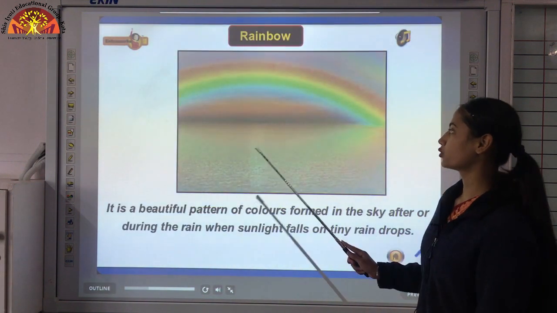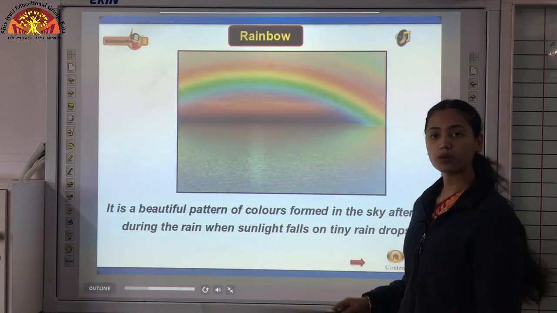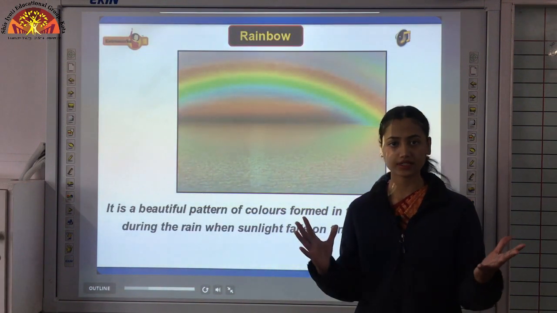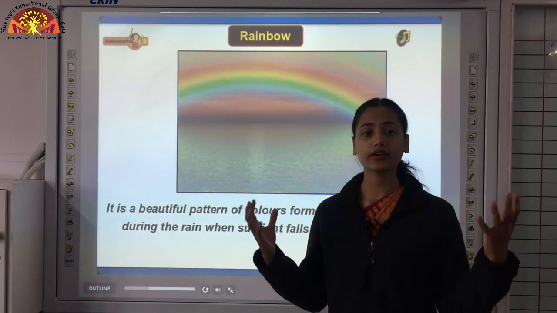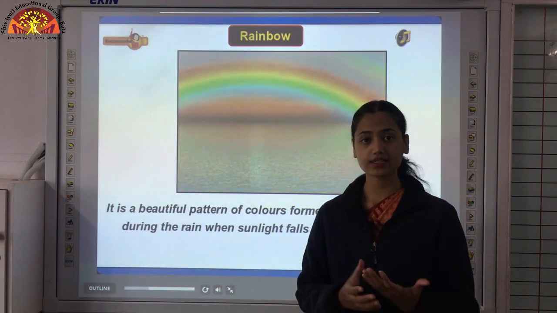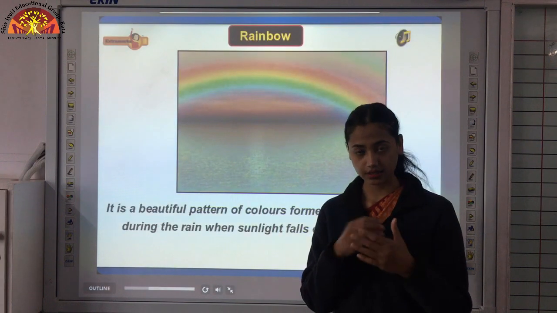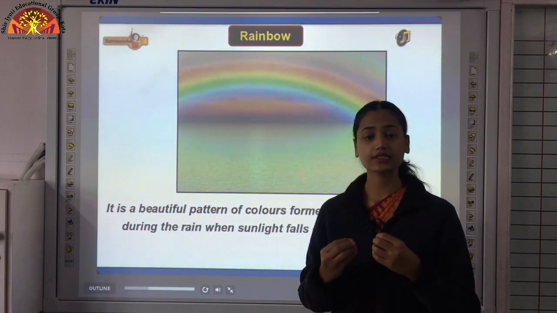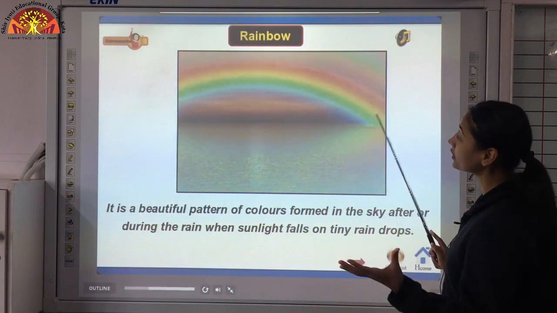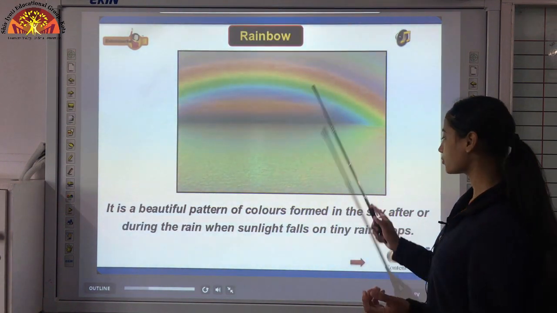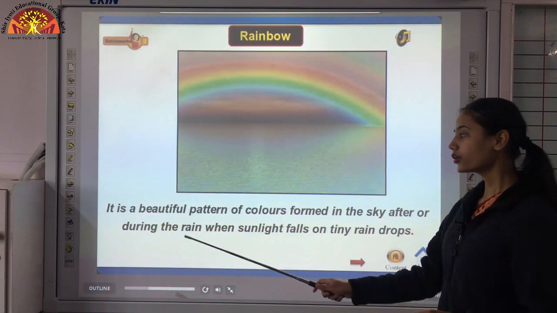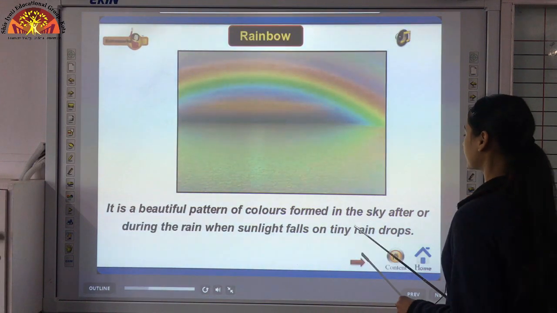So this is the rainbow, a natural phenomenon, and it is formed when? During the rainy season. During the rainy season, so many water droplets are present in our atmosphere, and when the sun rays fall on those water droplets, those water droplets act like a lens, so that the ray of the sun is scattered into different colors, and those colors are obtained in this way, and this phenomenon is known as a rainbow. So it is a beautiful pattern of colors formed in the sky after or during the rain when sunlight falls on tiny raindrops.